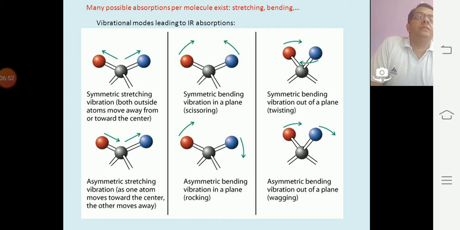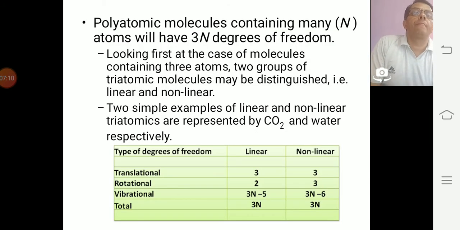Symmetric bending vibration in a plane is called scissoring. Asymmetric bending vibration in a plane is called rocking. Symmetric bending vibration out of a plane is called twisting. And asymmetric bending vibration out of a plane is called wagging.